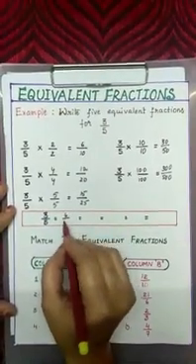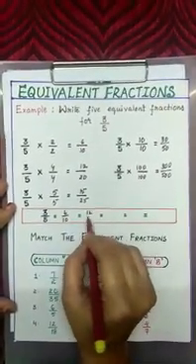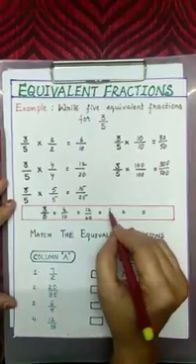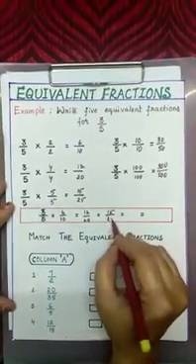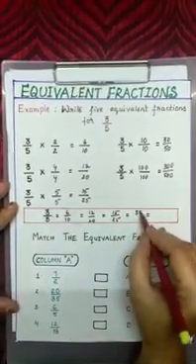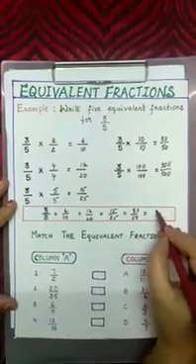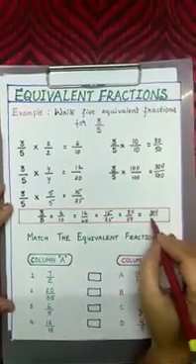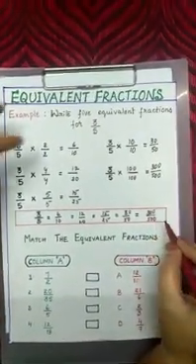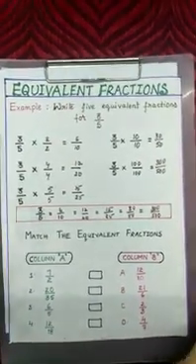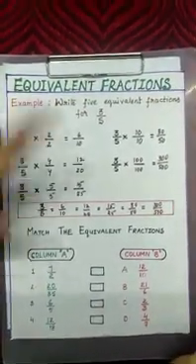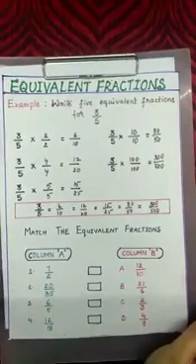So that is 6/10, 12/20, 15/25, 30/50, 300/500. They asked for only 5 equivalent fractions, so only 5 with 5 fixed numbers we multiplied.